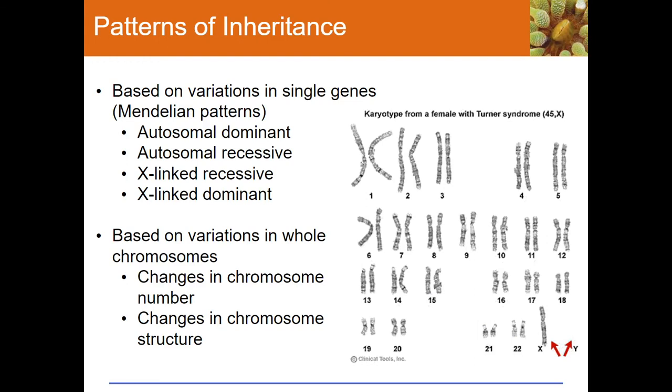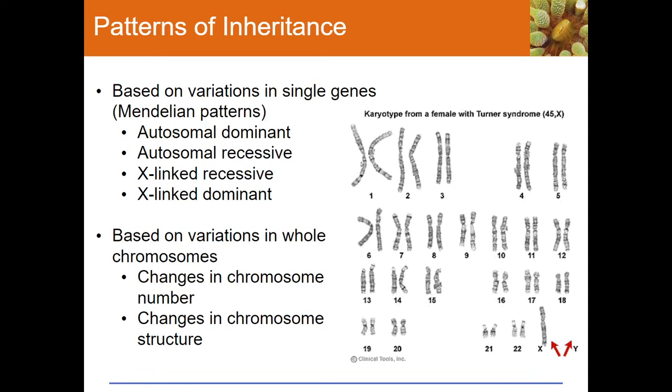So, patterns of inheritance based on variations in a single gene. This follows Mendelian patterns, and we're talking about Gregor Mendel. Gregor Mendel came up with the basics of genetics, the very basic understanding of how traits are passed on, dominant versus recessive, and things like that. So we're talking about autosomal dominant, which means, again, autosomes 1 through 22, and their dominant traits. There's autosomal recessive, 1 through 22, X-linked, which is the sex-linked, and this is on the 23rd chromosome, and also X-linked dominant. So we've got those.